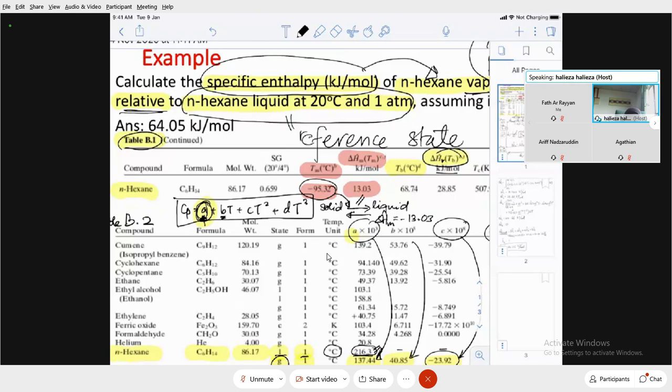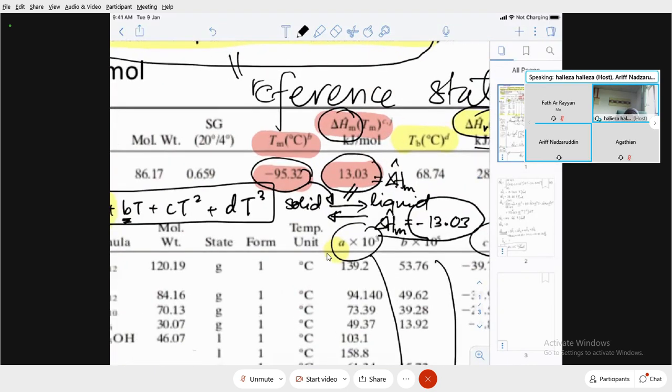So the change from solid to liquid, or vice versa, liquid to solid, happens at minus 95.32 degrees C, and the enthalpy change is the latent heat, the enthalpy change at melting. If you go from solid to liquid, this is what you get as your delta H melting. But if it's from liquid to solid, then it will be negative. That's the only difference. Can you see what I just discussed?